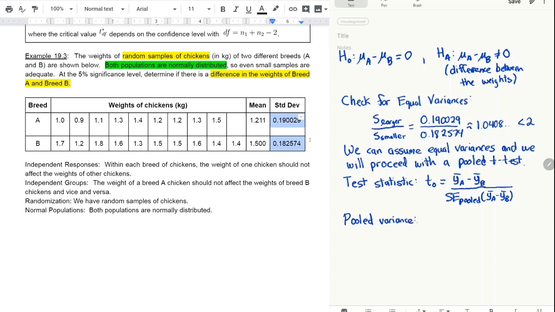Okay, so this is S_P squared, which is given as (N_A minus 1) times S_A squared plus (N_B minus 1) times S_B squared, divided by N_A plus N_B minus 2.